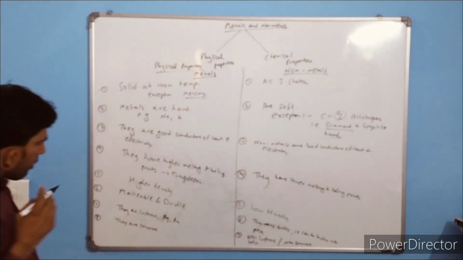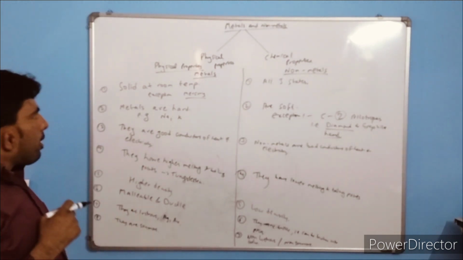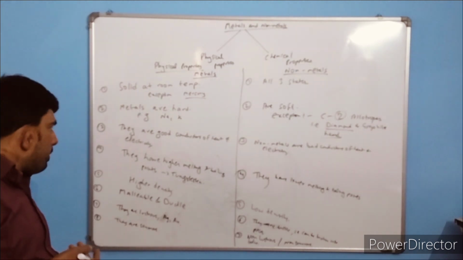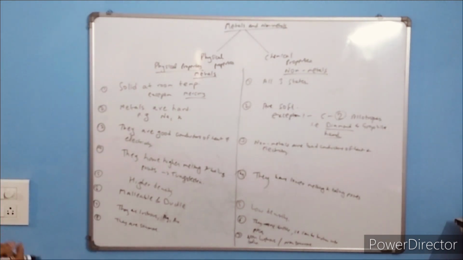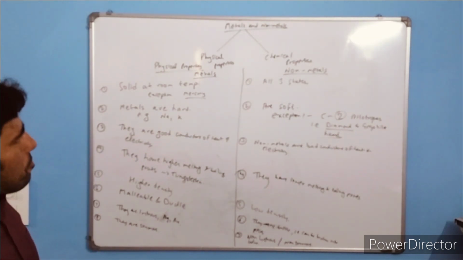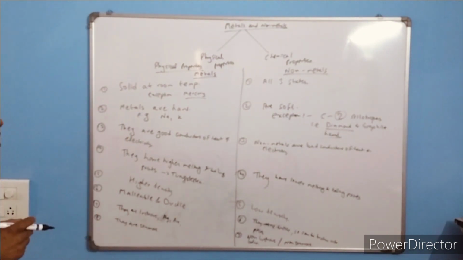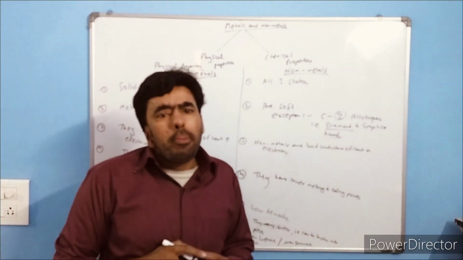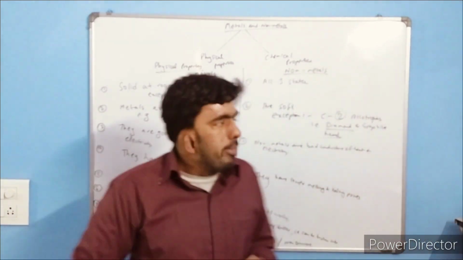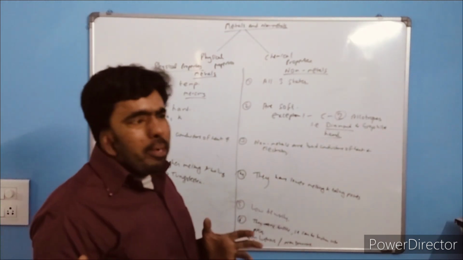So here we have discussed eight physical properties of metals and non-metals: malleable, good conductor of heat and electricity, higher melting point, boiling point, high density, ductile, lustrous, sonorous. We have a lot more to discuss. These are the physical properties. I hope you are able to connect with me. These are the most important physical and chemical properties of metals and non-metals.